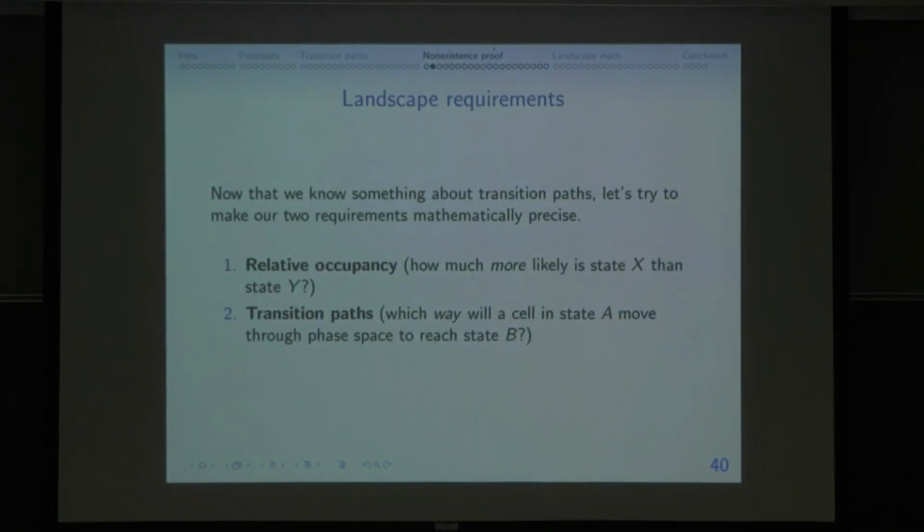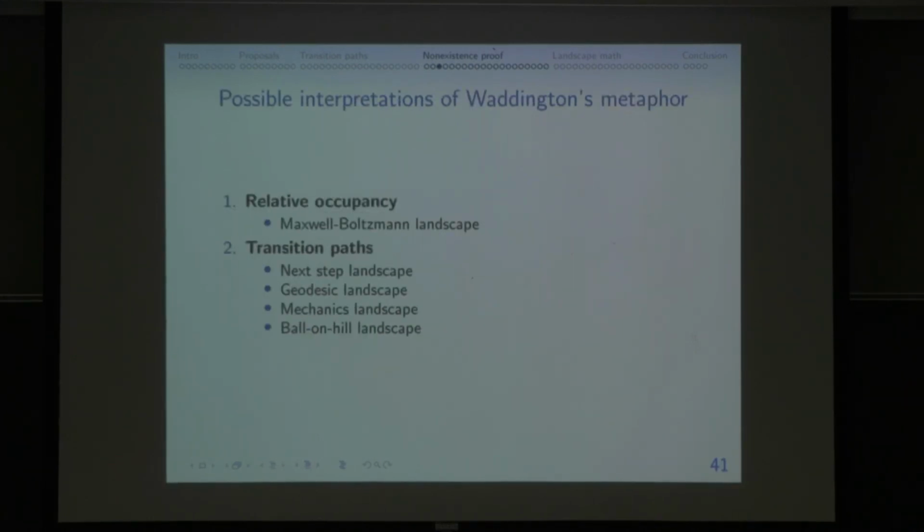So let me state again, we have these two requirements that we'd like our mathematical surface to satisfy in some way: the relative occupancy requirement and the transition paths requirement. Given that we know more about the math behind transition paths, there's a couple ways you could implement that requirement that, at least, I've come up with that I think seem to be reasonable.